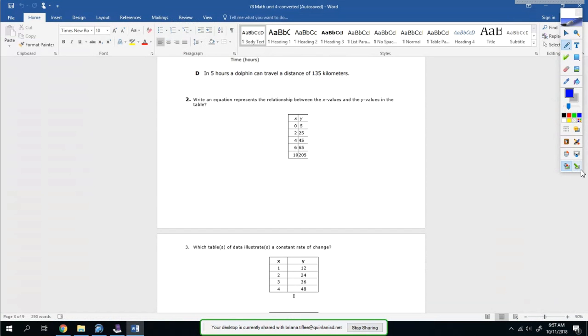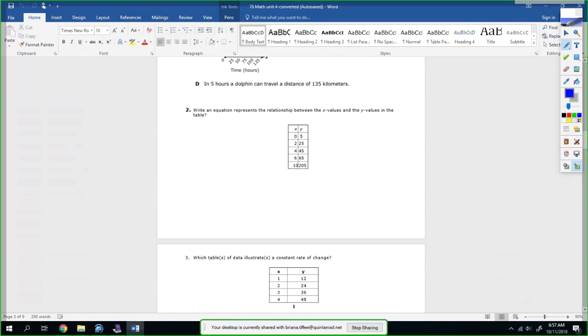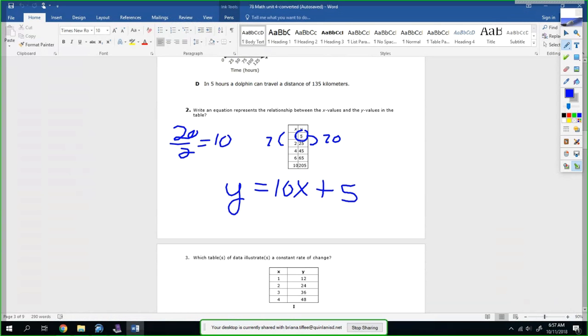All right, write an equation that represents the relationship between the x values and the y values in the table. So first thing I need to do is find my rate of change. Between these, the 5 and 25 is 20, and here's 2. So I know 20 over 2 equals 10. So my rate of change is 10. So I have the equation y is equal to 10x. I also know my y-intercept, my b in this format, is where x is 0. When x is 0, y is 5. So this would be a plus 5. And that would be your equation.